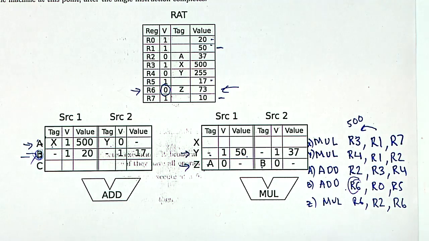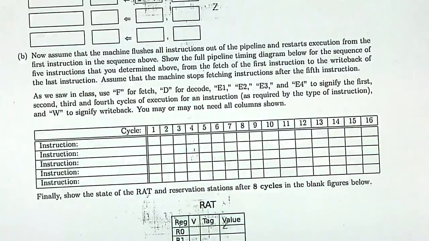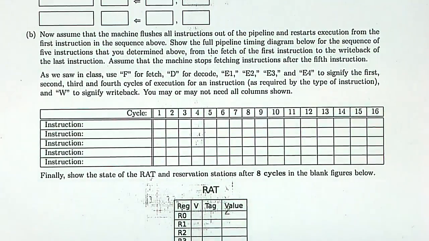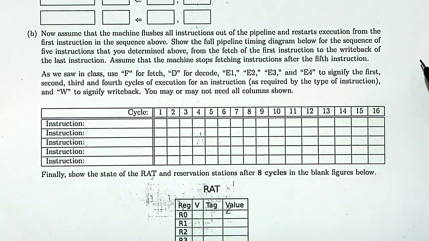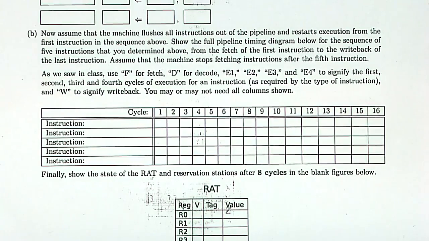Okay, so the second part of the question, part B. Now we have a timing diagram. We assume that the machine has cleared out all of the instructions and restarts execution from the beginning. Now we want to show the full timing diagram for the sequence of these 5 instructions that we determined. We assume that the machine stops fetching after the 5th instruction, and it's just executing these 5 instructions.